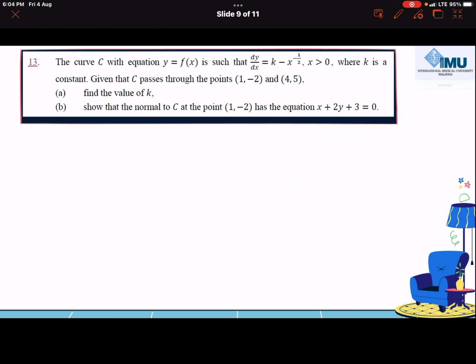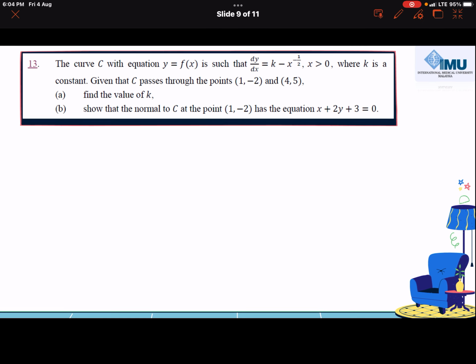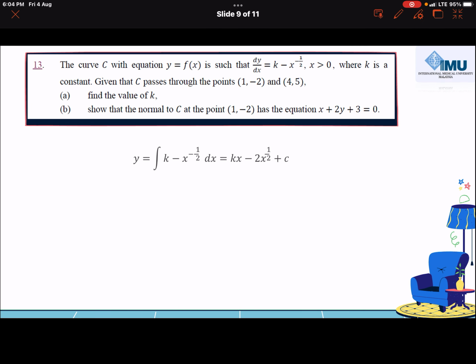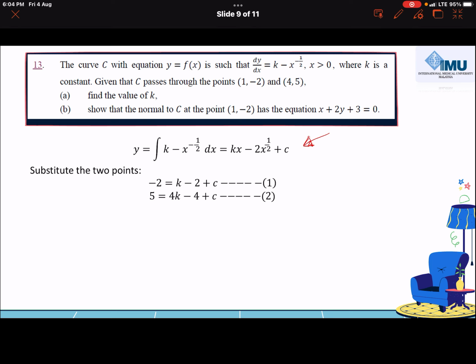Let's make clear all of these working steps and continue by substituting the coordinates (1, -2) as well as (4, 5) into your y equation. Keep it short, you will obtain equations 1 and 2. Then you solve these two equations, which will give you the final value of k as 3, c as negative 3. That's the answer for part A.